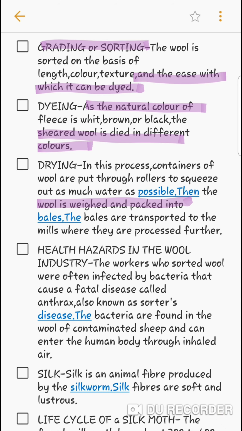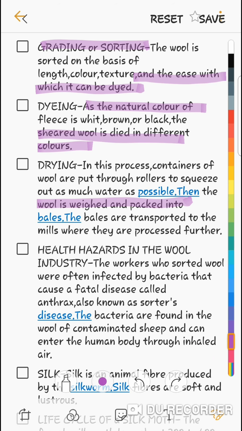There are some health hazards in the wool industry as well. The workers who sorted wool were often infected by bacteria that cause a fatal disease called anthrax, also known as sorter's disease. The bacteria are found in the wool of a contaminated sheep and can enter the human body through inhaled air.